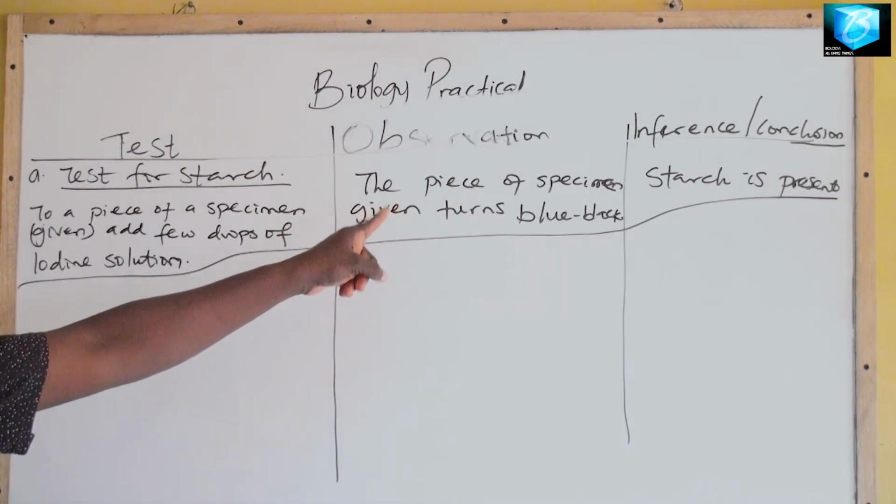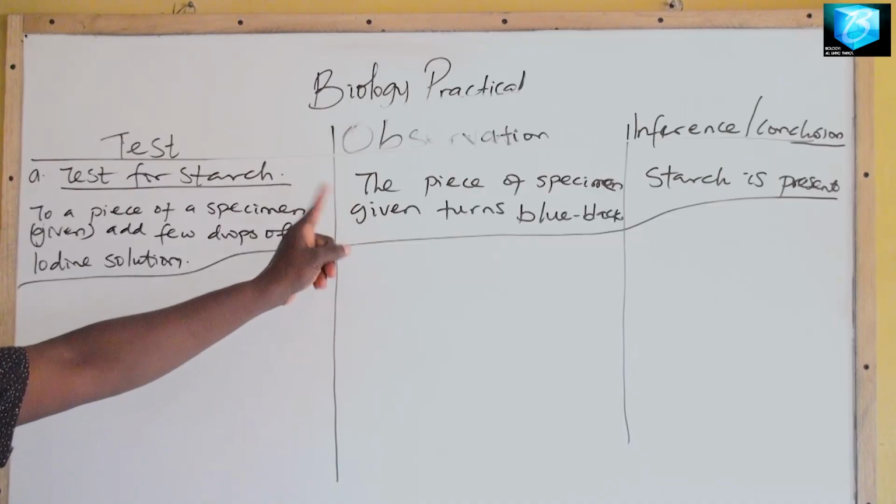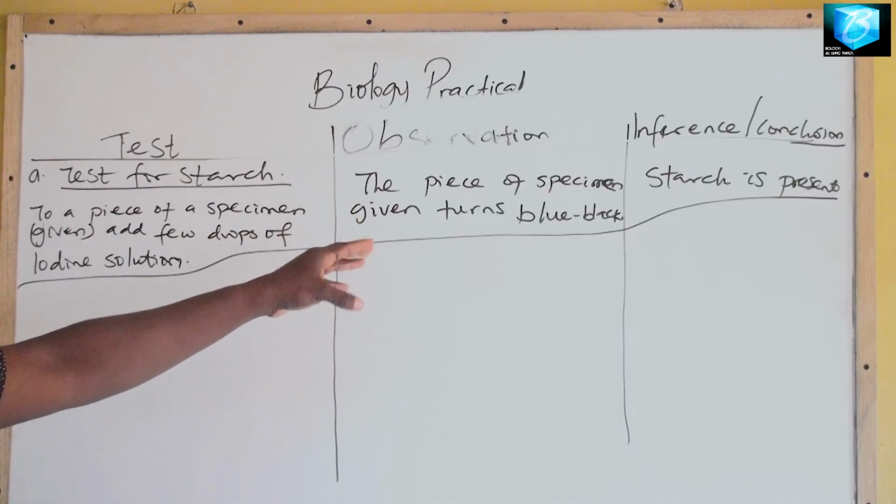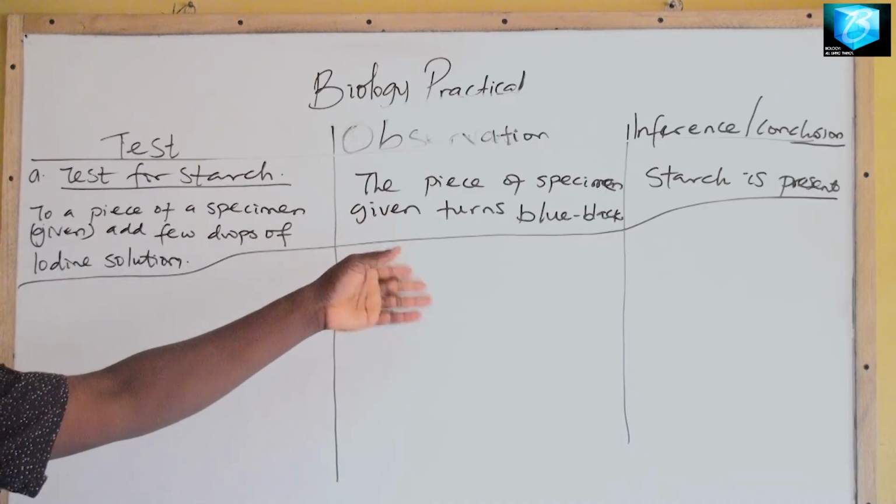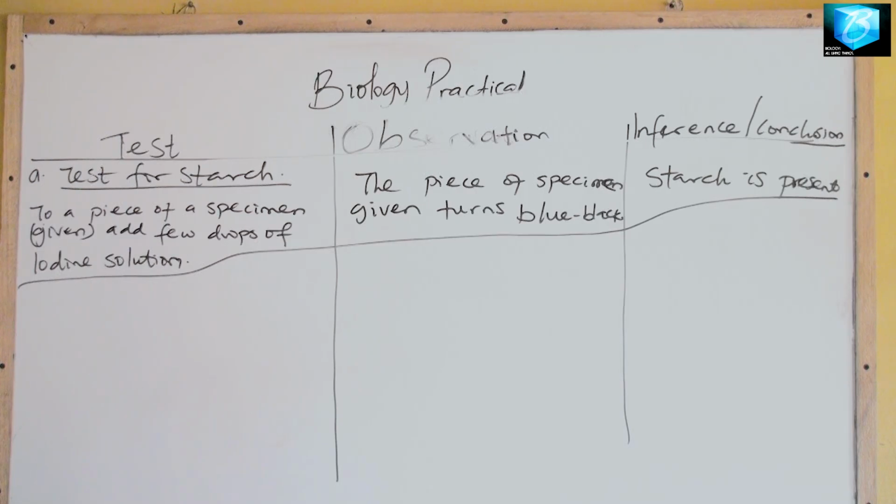Not that it will turn blue-black. No, it turns blue-black. And between the blue and black, there must be a hyphen to show us that it is two colors that are combined in one. And then finally, the conclusion or the inference is that starch is present in it. Anytime we have blue-black coloration using iodine solution on food substance, that food substance contains starch.